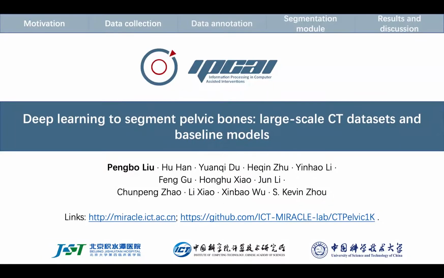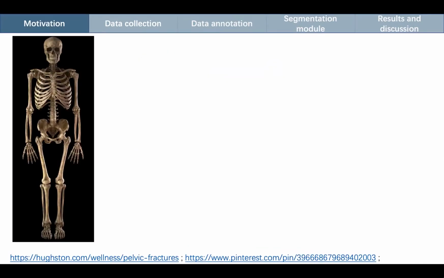In this talk, we present deep learning to segment pelvic bones: large-scale CT dataset and baseline models, a joint work done with my co-authors at Chinese Academy of Sciences and Jinshan Hospital. We first introduce the motivation of this work.